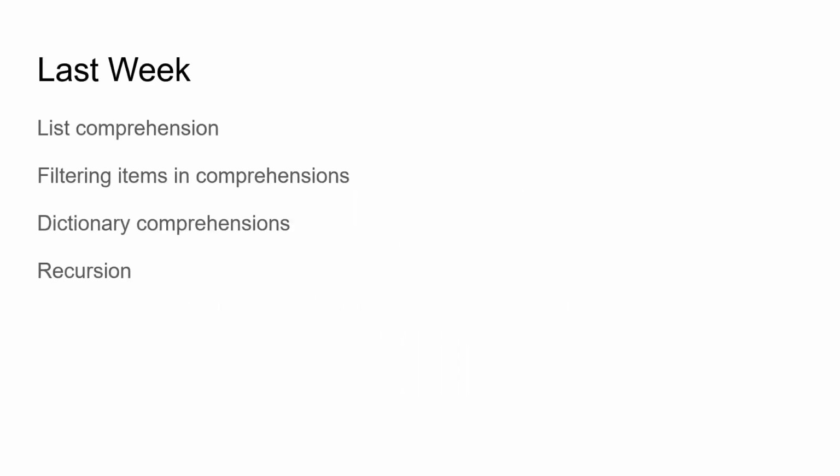So last week we basically moved on from object-oriented programming and talked a little bit about some functional features of Python, things like list comprehension and dictionary comprehensions, and a little bit about filtering items in comprehensions we found quite useful. And then as a whole other topic, we talked a little bit about recursion. And today we're going to continue about some functional features of Python. And then we're going to talk about something else at the end of this session. But let's start straight away.